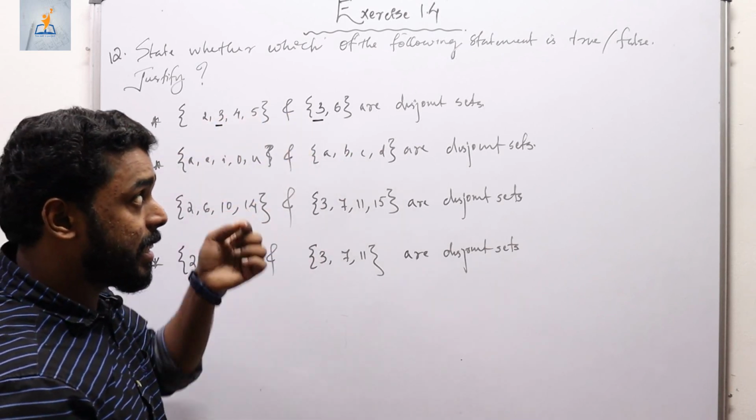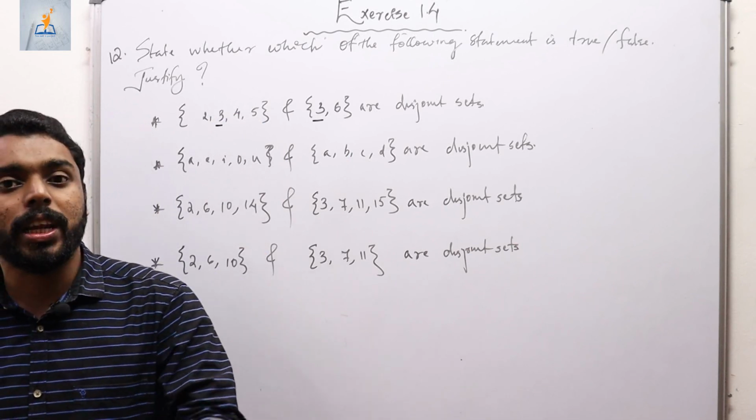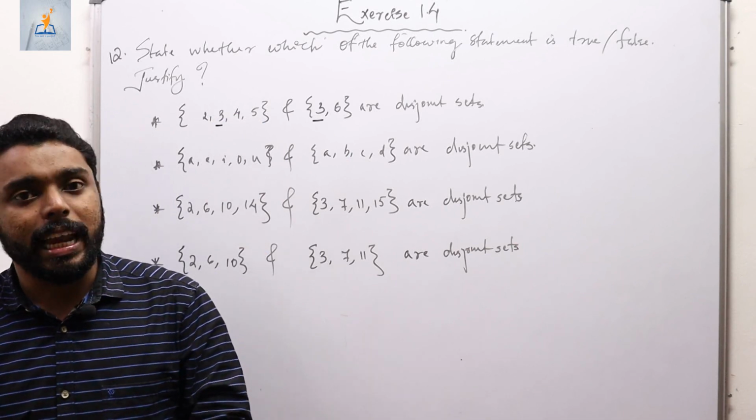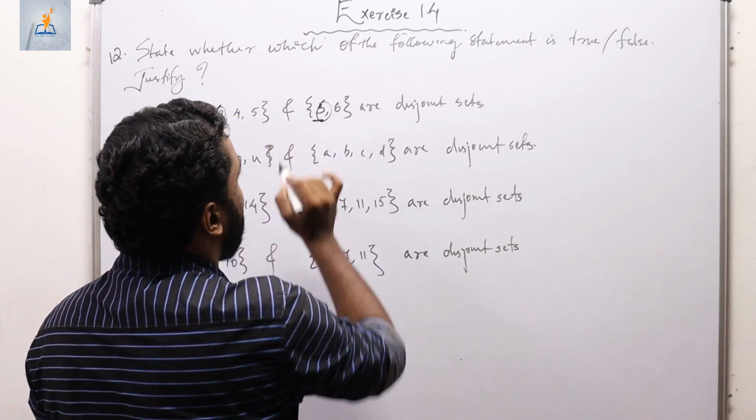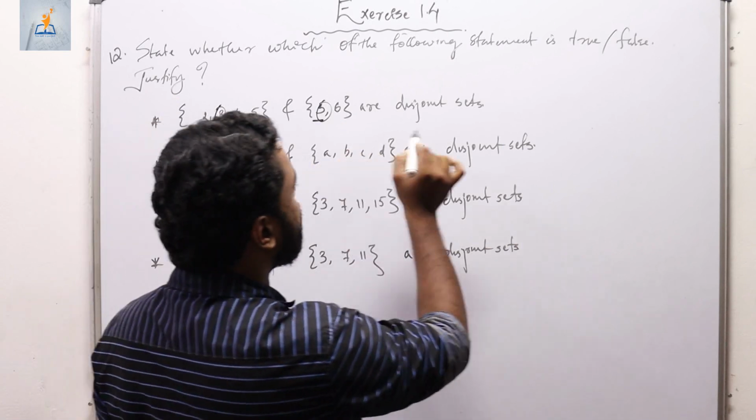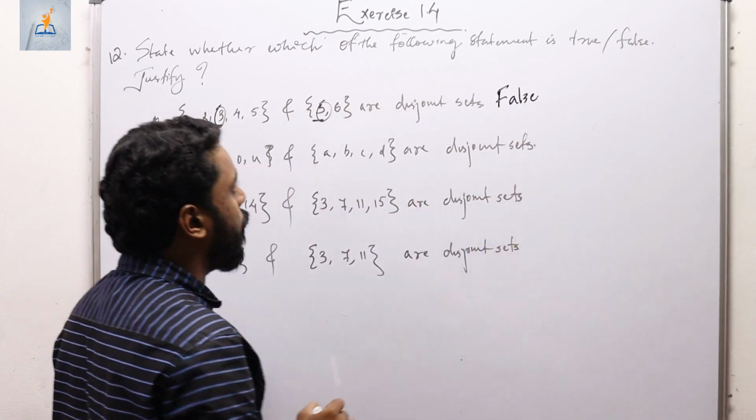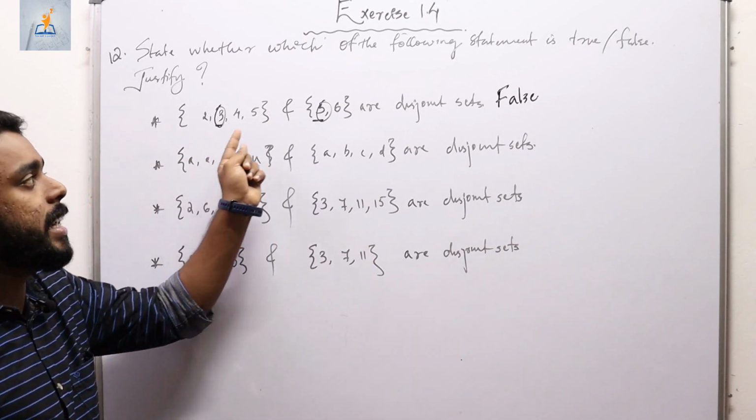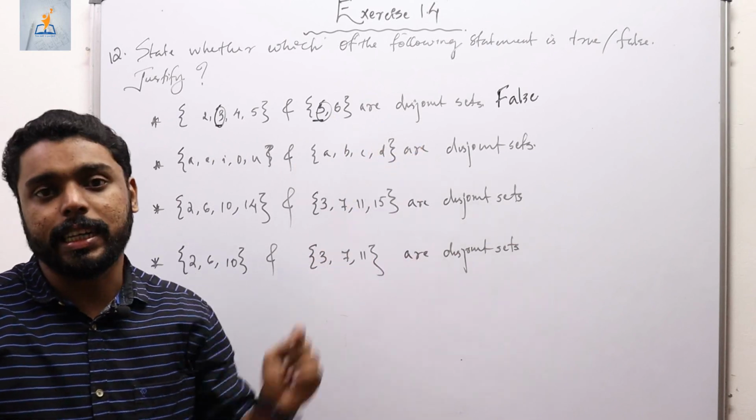We know that two sets are said to be disjoint if there are no common elements to both the sets, isn't it? But here we have 3 as a common element, so these are not disjoint sets. Hence this statement is false. You have to justify your answer like this: 3 is a common element to both the sets, hence these two sets are not disjoint.